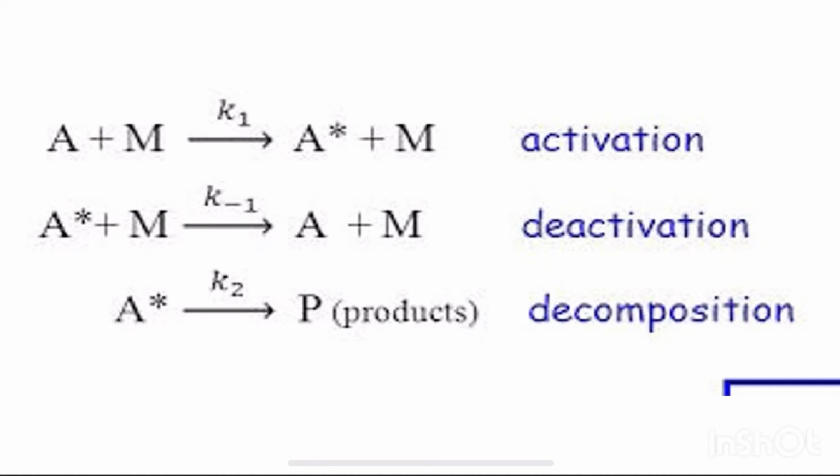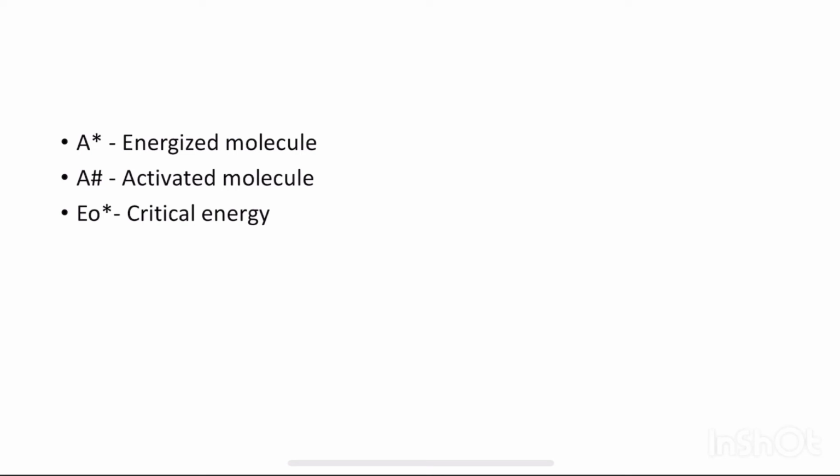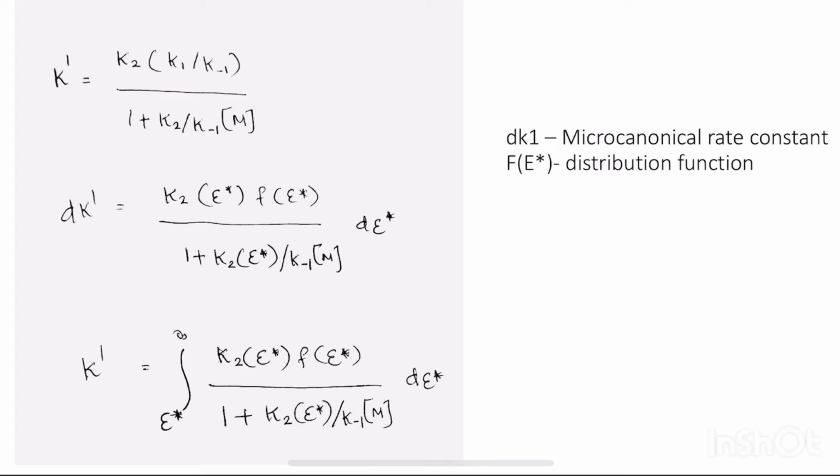Then these are the terms: A star is the energized molecule; A double dagger is the activated molecule. Epsilon 0 star is the critical energy, or the lowest energy required for the activation. Then we are going to its derivation part.